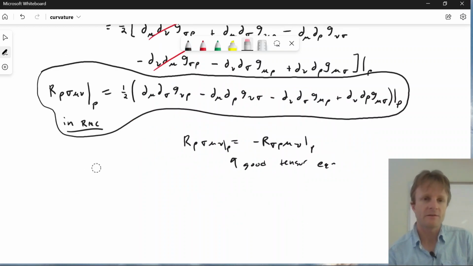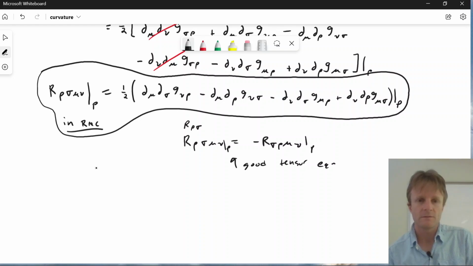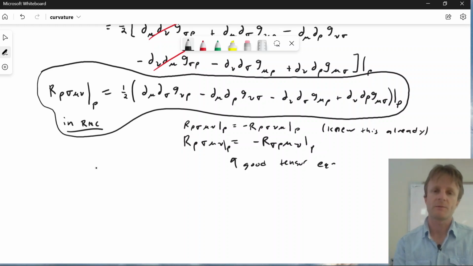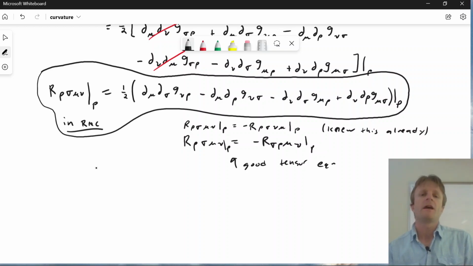Well, so we know from the last two, let me write that as well. So let's write the last two here. R rho sigma mu nu at P is minus R rho sigma nu mu at P. So we knew this already. But from the second one, where you do the same game, and you notice that swapping rho and sigma on the right picks up a minus sign, we get a new equation. And this equation starts out, we derived it in Riemann normal coordinates at a point P, but now it's just a tensor equation at the point P, right?